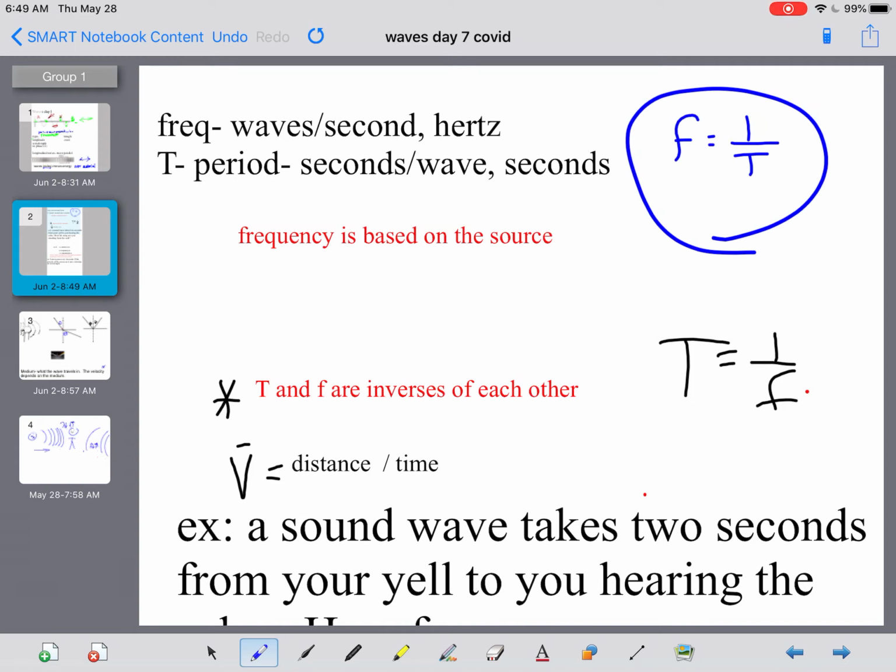And then I just put in a couple little hints for you. Frequency is based on the source. So once we create a wave, the frequency isn't going to change. And then period and frequency are inverses of each other. So I could write this one, or I could write this one. Then I have this problem. V bar equals d over t. And I want you to try this guy here.